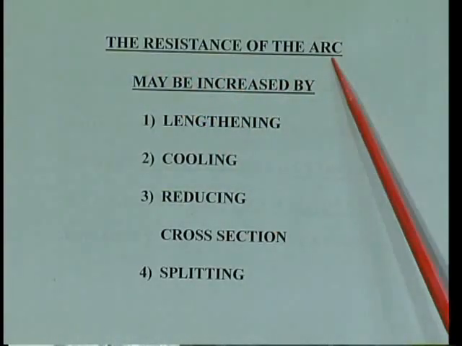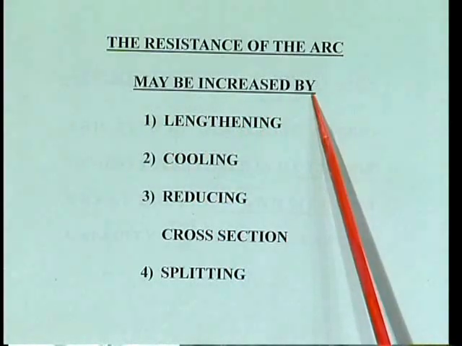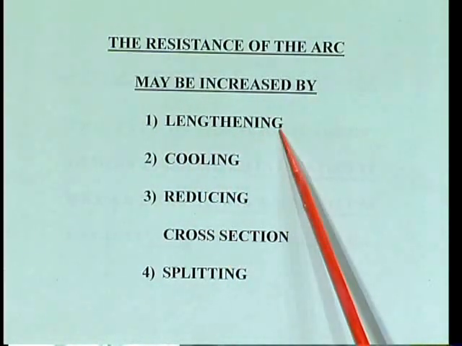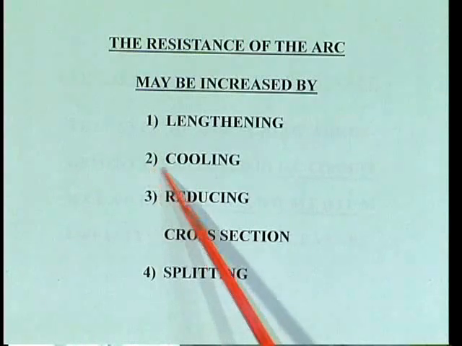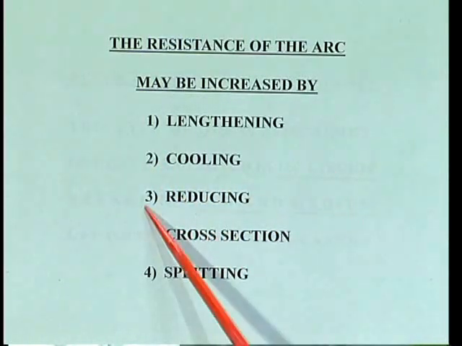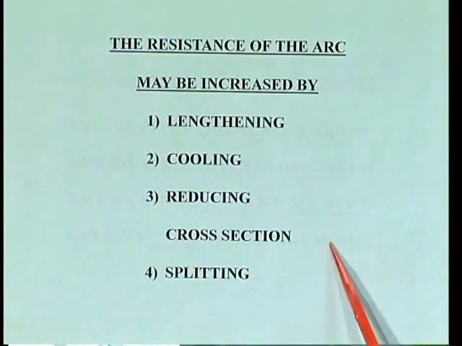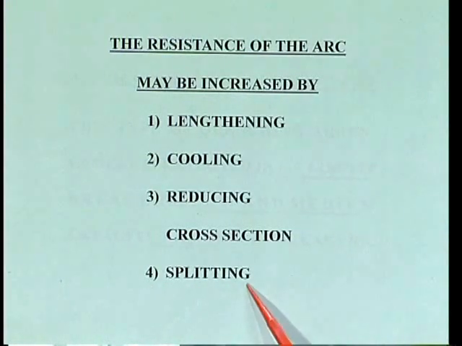In this method, one disadvantage is that enormous energy is dissipated in the arc in the form of heat. However, the arc resistance can be increased by four methods. The resistance of the arc may be increased by, first one, lengthening of the arc, second one, cooling of the arc, third one, reducing cross section of the arc, fourth one, splitting the arc.